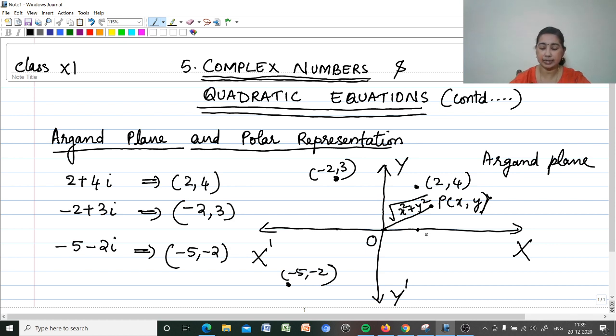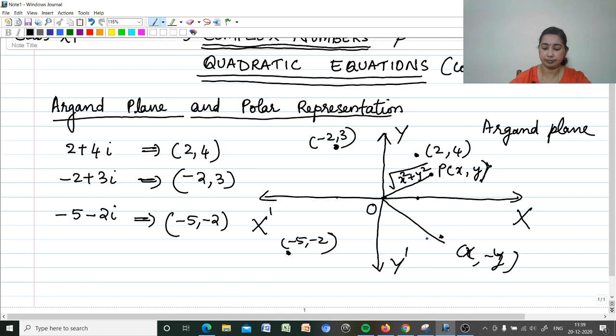The x axis is the real axis and the y axis is the imaginary axis, and the conjugate of x plus iy is x minus iy, which will be x comma minus y. It will be on this side. So that's the conjugate, or we can say it is a mirror image. So that's about the Argand plane.